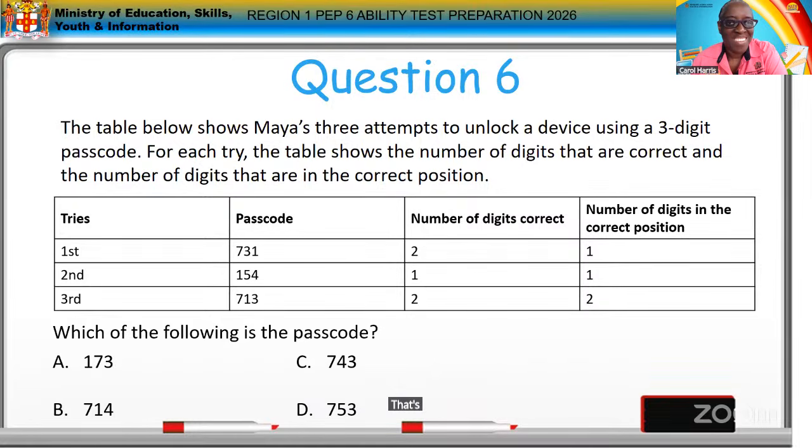That's not what she asked you. She's saying why is A not the correct answer? Thank you, miss. I wanted you to tell me why it is that 173 could not be the passcode. This is the question that's being asked to students. Why is it that 173 cannot be the passcode?